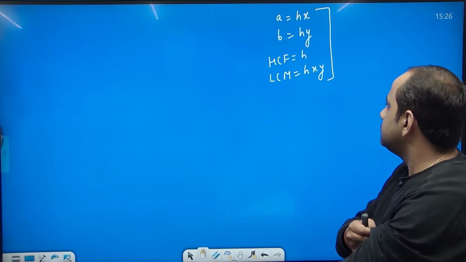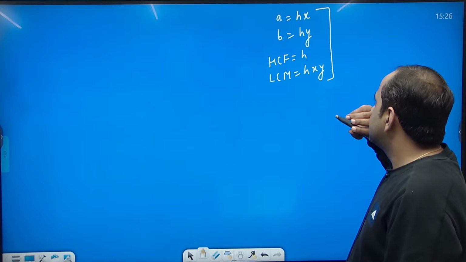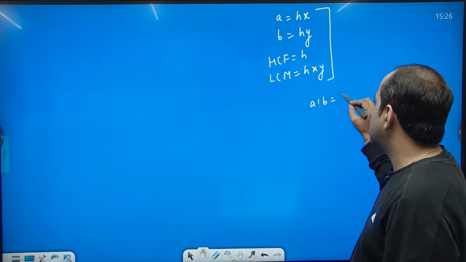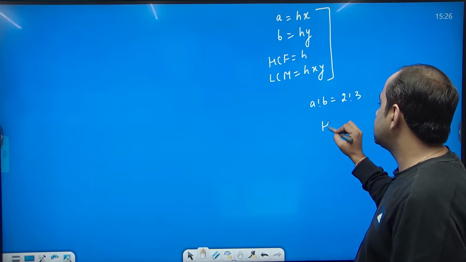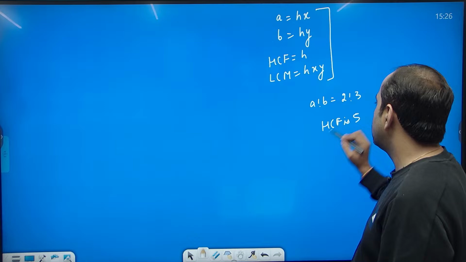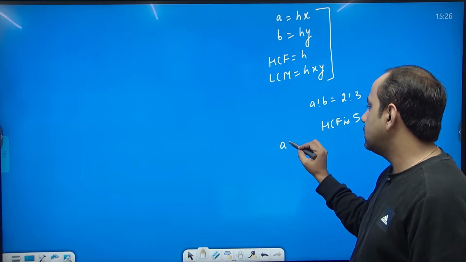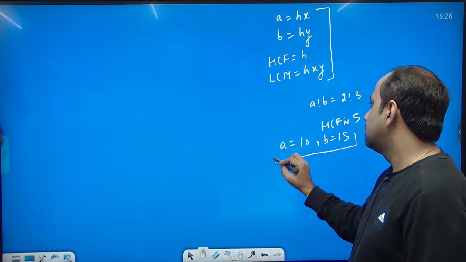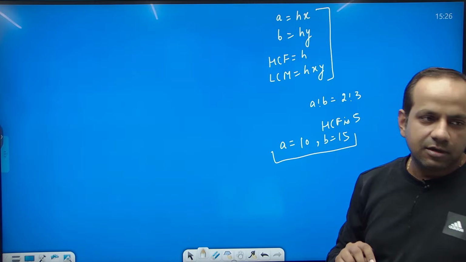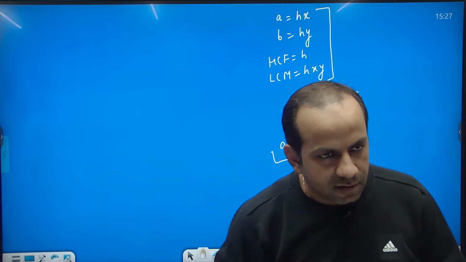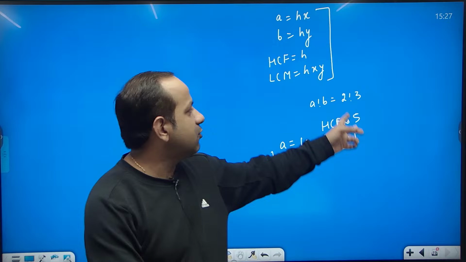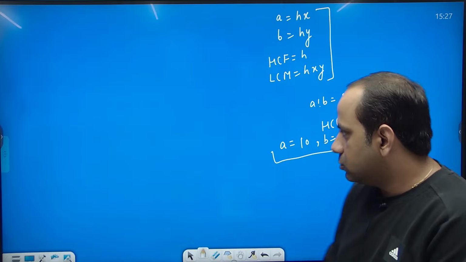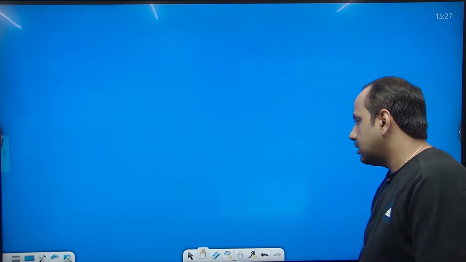Like if I say that we have two numbers A and B, and the ratio of two numbers is 2:3, and if their HCF is 5, what are the two numbers? A will be 10 and B will be 15, quite simple, because numbers are in ratio 2:3. Ratio means whatever maximum possible we divided out, so you have to multiply with that. Clear? So let's move on to the next point.